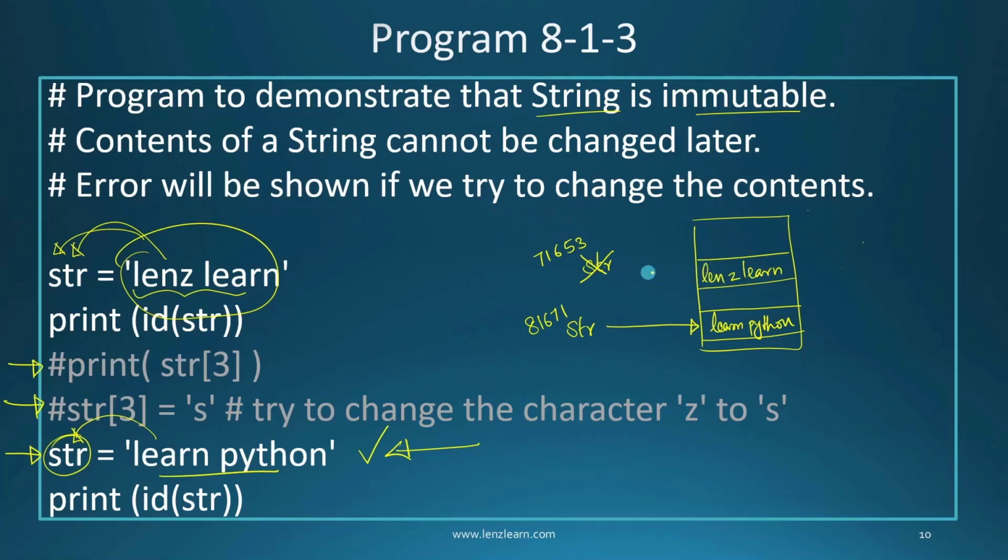Now you will have another doubt, what happens to this lens learn? Python understands there is no variable which points to lens learn. So Python will just delete this memory unit also. It will be freed. But if another variable is pointing to it, then it will be kept in the memory. You can actually assign a complete string into the same variable, but in this case the old variable is destroyed and a new variable is created.